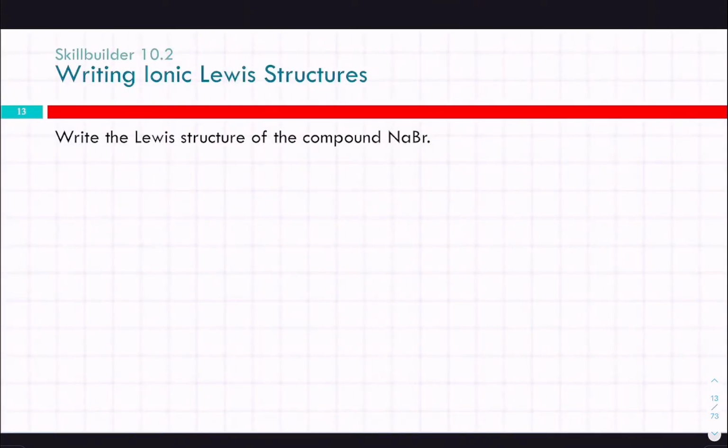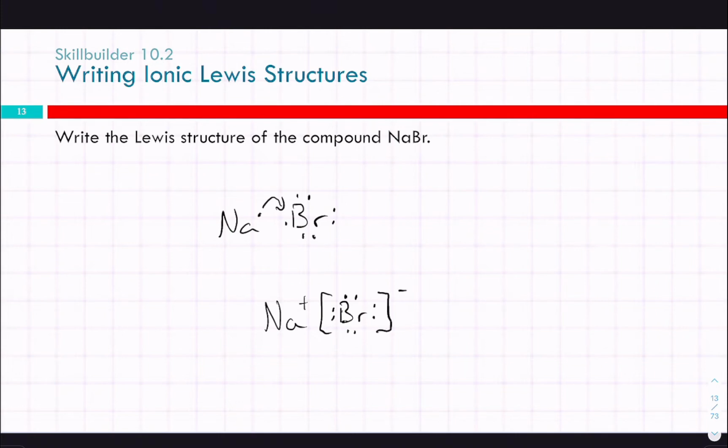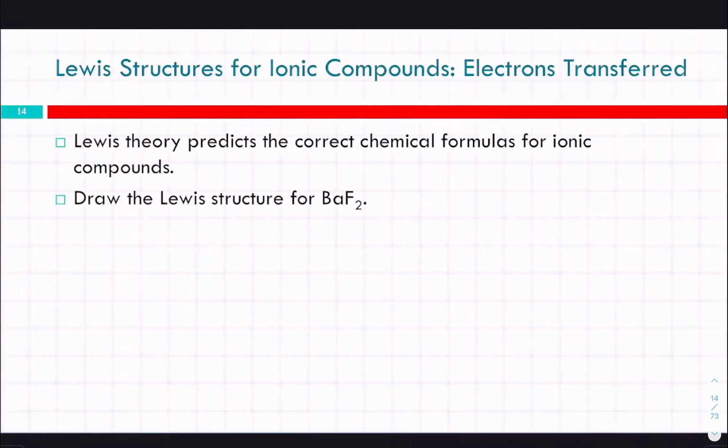All right, so let's try sodium bromide. And again, how many electrons does sodium have? Just 1. And then bromine has 7. So again, we're going to transfer that electron. And because sodium lost 1 electron, it's now got a positive charge. And because bromine gains 1 electron, it now has a negative charge. Cool. Pretty simple so far.